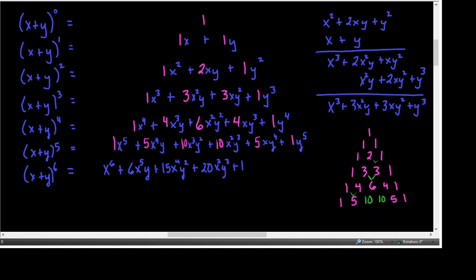The next one is 15. Decrease the power of x by 1, increase the power of y by 1. The next one is 6. Decrease the power of x by 1, increase the power of y by 1. Plus 1, x to the 0, which is 1, times y to the 6th. And there's the last one.